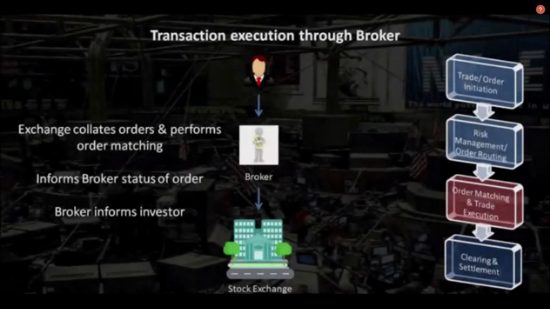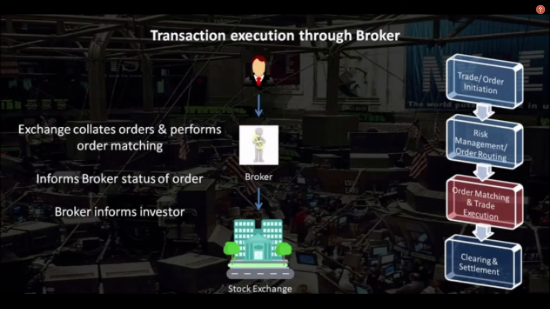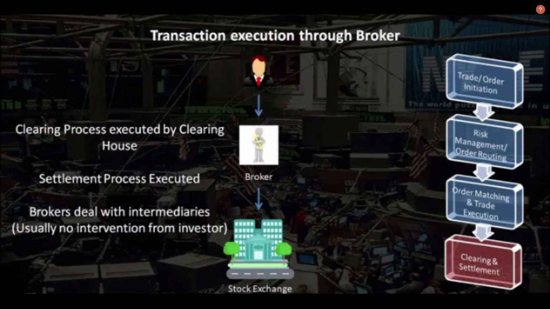The next step is order matching and trade execution. Once the exchange receives all the orders, they collate all the buy and sell orders. Then the exchange tries to allot the security to the best available price. Once a match is found, the trade is executed and the exchange sends the notification to the broker, who in turn informs the investor.